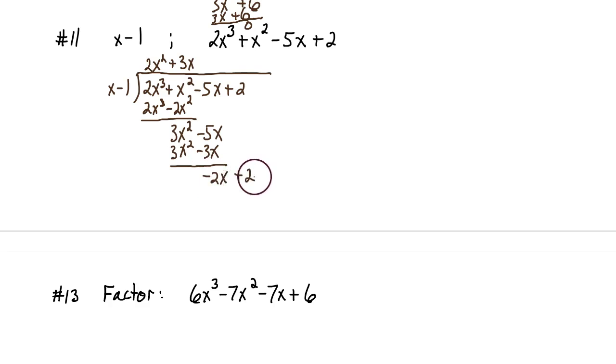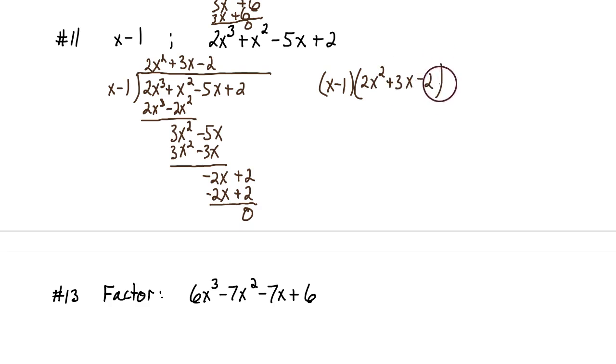Bring down the plus 2. X times negative 2 is negative 2x. And negative 2 times negative 1 is a positive 2. And when you subtract, we do get a remainder of 0. So far we have factored the original polynomial into x minus 1 times 2x squared plus 3x minus 2.